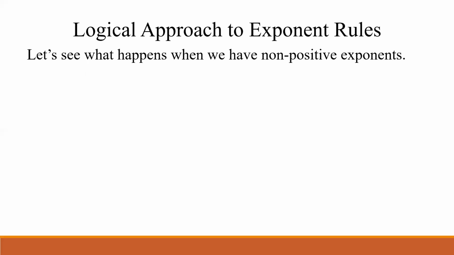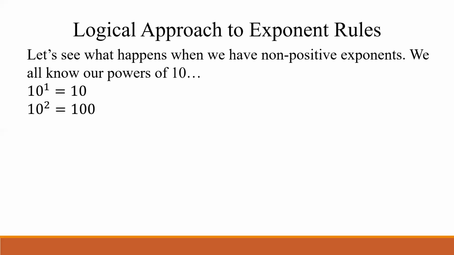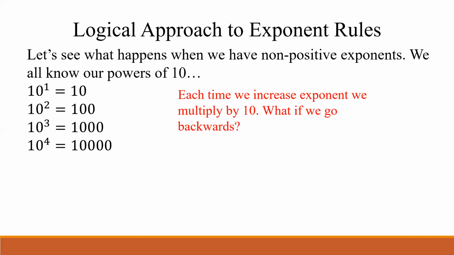Now, this is a demonstration I do all the time when I do this in class. So let's just pick any number. I'm going to pick 10 because we all know our powers of 10. So we know that 10 to the first is 10, and so on, and we can do that all day long. I'm going to stop at 10 to the fourth. But really, if you think about it, what's happening each time? Anytime you increase the exponent, we have to multiply that previous answer by 10, right? But what if we go backwards?